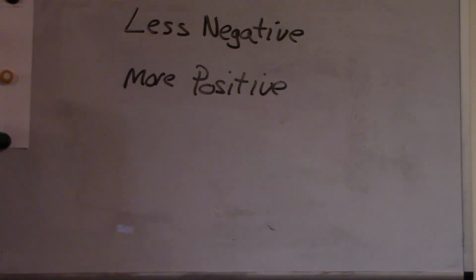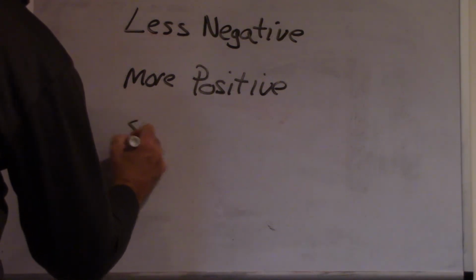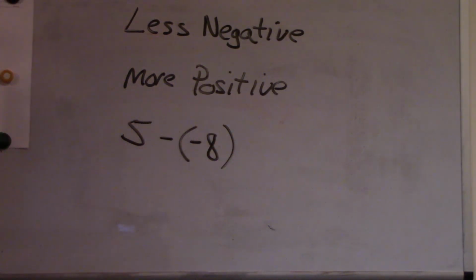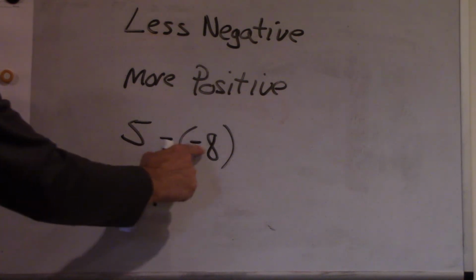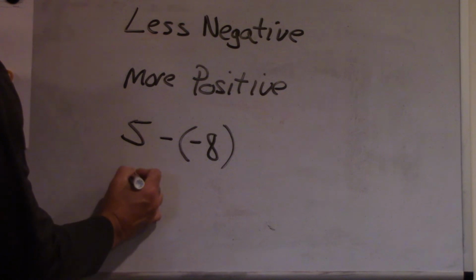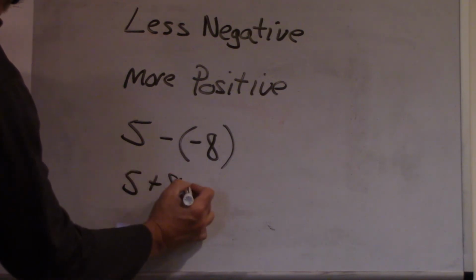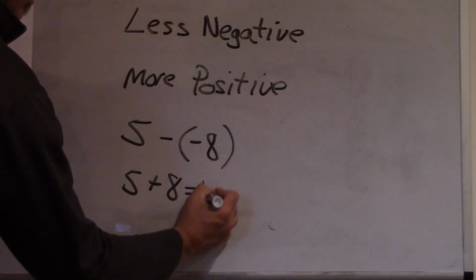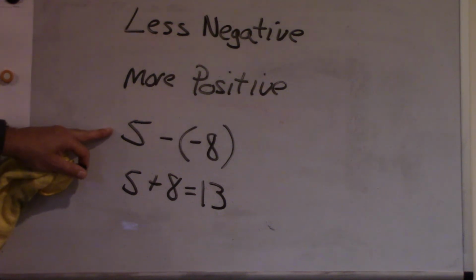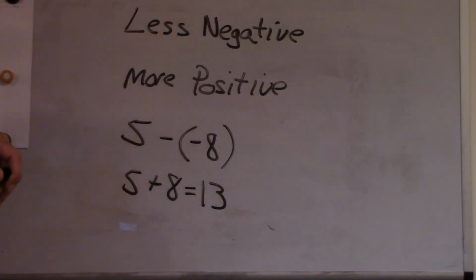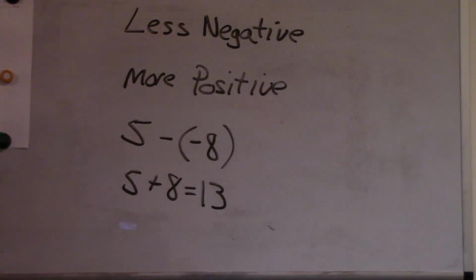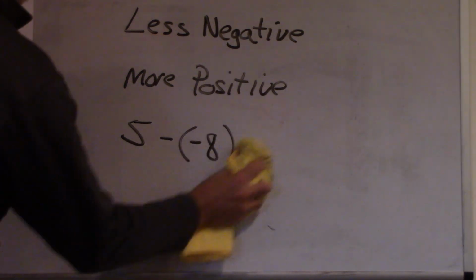How about if I give you 5 minus negative 8? Less negative means more positive. So this is going to be 5 plus 8. Okay? 5 plus 8 is 13. 5 minus a negative 8. Well, we want it to be more positive. So it's going to be more positive than 5. Is 13 more positive? Right. Got it? Let's give you another one.